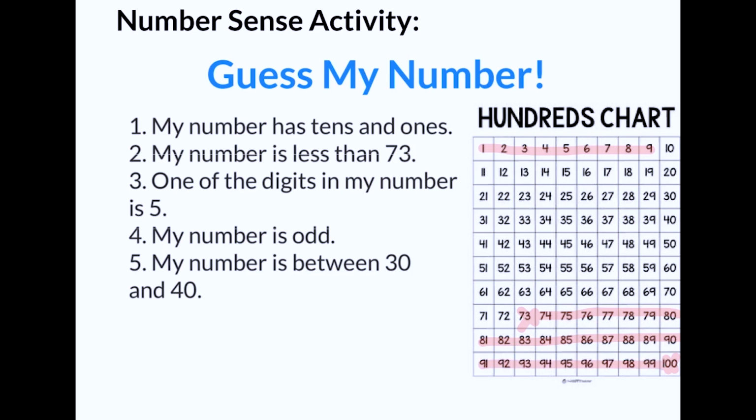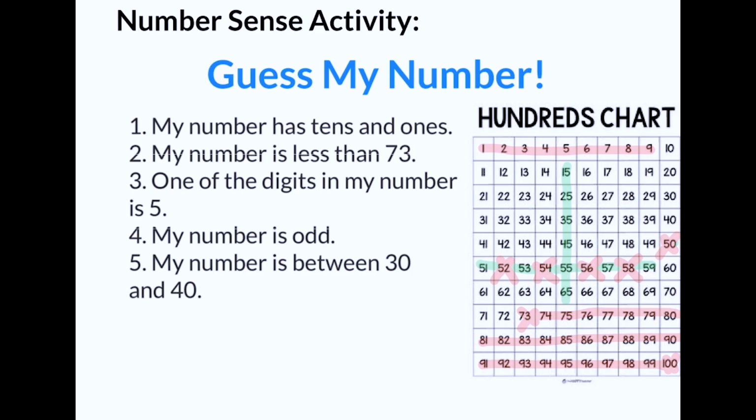Clue 3 said one of the digits in my number is 5. It doesn't say whether it's the ones place or the tens place. It could be any of the numbers that are left with a 5 in the ones place, or it could be any of the numbers in the 50s because those have a 5 in the tens place. Next, my number is odd. All of the numbers with 5 in the ones place are odd, but some of the numbers in the 50s are even, so I'll cross them out.